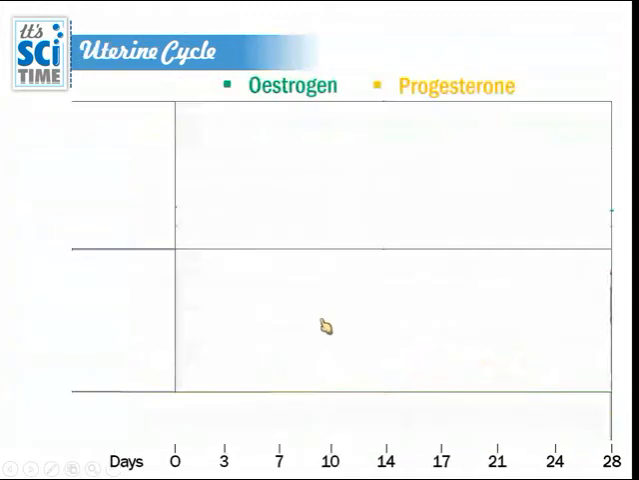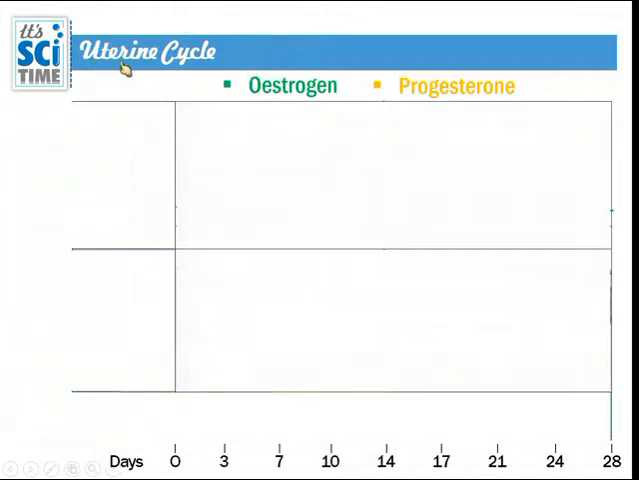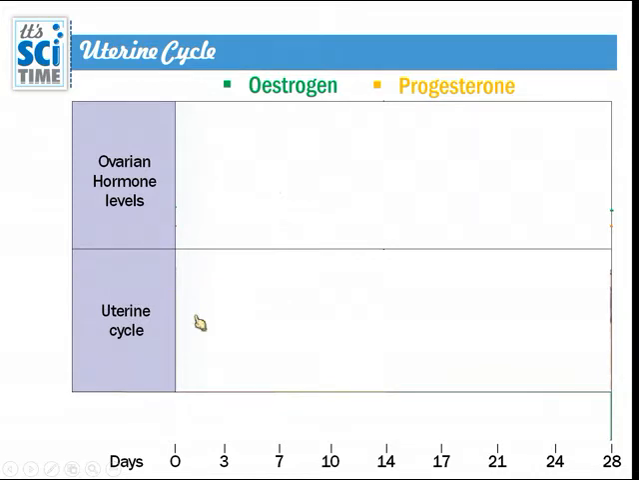Now let's move on to the next cycle, that is the uterine cycle. And here there are two hormones we will highlight, estrogen in green color and progesterone in orange color. Ovarian hormone levels and the uterine cycle will be discussed. Ovarian hormone levels first. Let's see how estrogen and progesterone develop. Estrogen level is increasing, progesterone level is calm and quiet at the same level. This phase is called the menstrual phase.